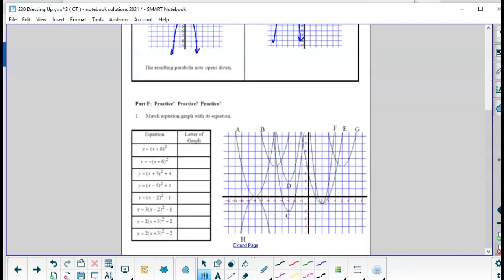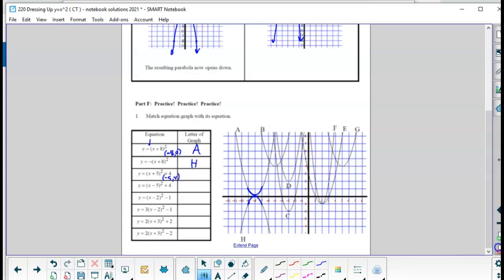So take a look at some of the, you want to look at the vertices, right? So first one, x plus 8 squared. So the vertex there is negative 8, 0. So look for negative 8, 0. And there's 2 choices. This one, notice in front of the bracket, it's a positive. So that's going to be the one, this one here, going up. So that's going to be A. All right, next one, same vertex but opening down. So that's going to be this one. That is H.